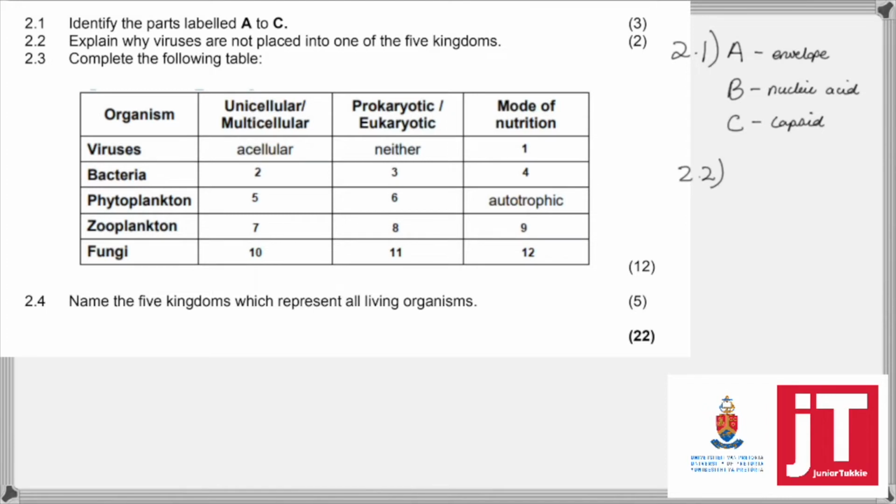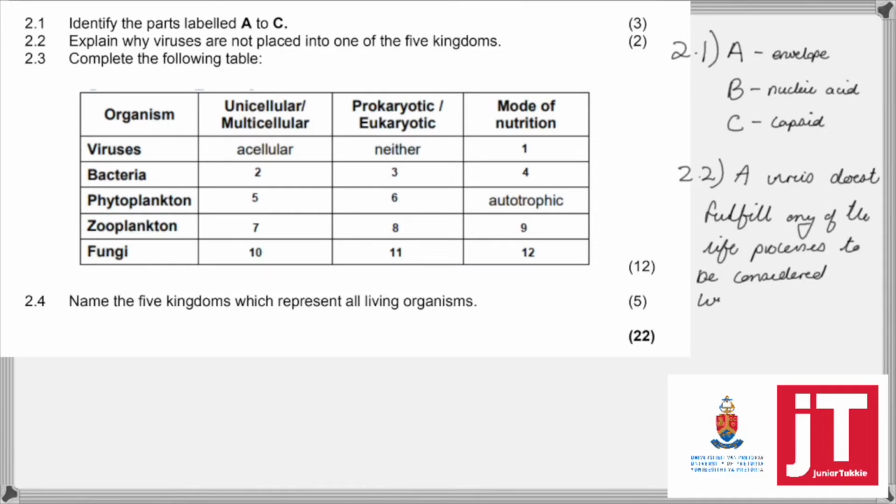Question 2.2, we're looking at explain why viruses are not placed into any one of the five kingdoms. And here particularly we are looking at classification of living things. So you would have learned that viruses are not living, or they cannot be classified as living, because they do not fulfill the life processes to be considered a living organism. So here we refer to Mrs Gren, an acronym used to identify the life processes that we're referring to here. So we're looking at movement, respiration, sensitivity, growth, reproduction, excretion, and nutrition.